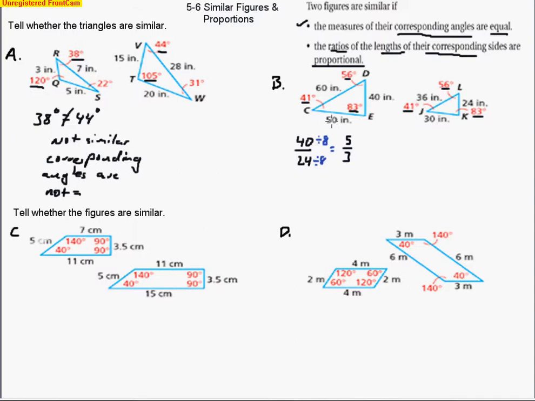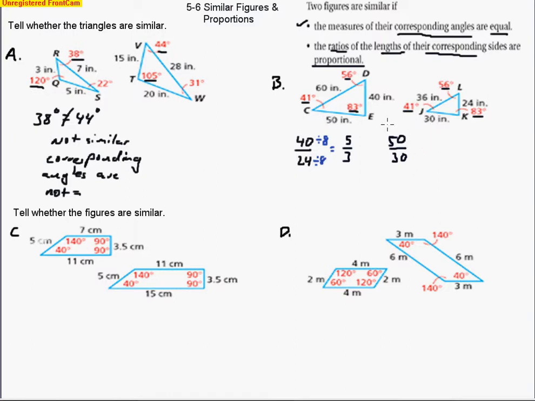So let's take a look at another one. 41 degrees, 83 degrees. Okay, this side here, 50 inches, is in between 41 and 83. So 30 is right in between 41 and 83. So let's write that one down. We have 50 over 30. Now I have to write it the same way. I had 40 over 24, so I'm starting with this triangle first. So I start with the 50 divided by 30.